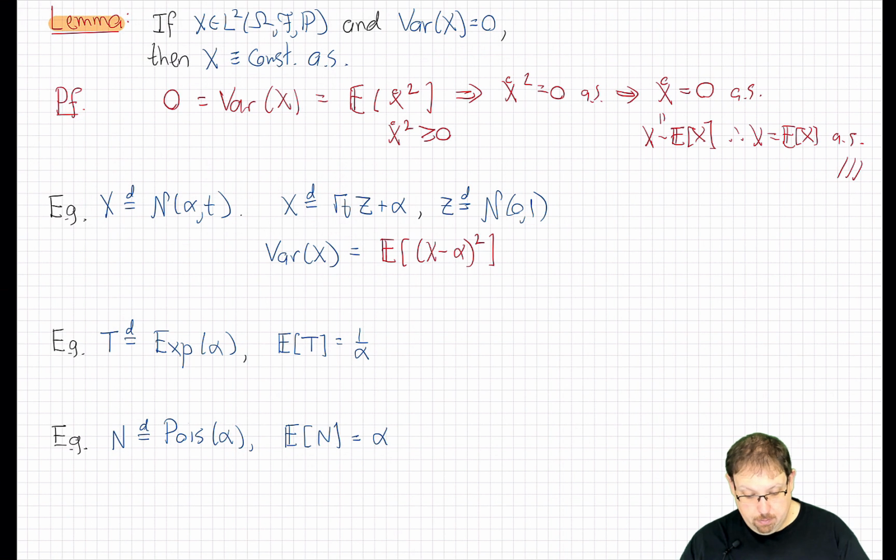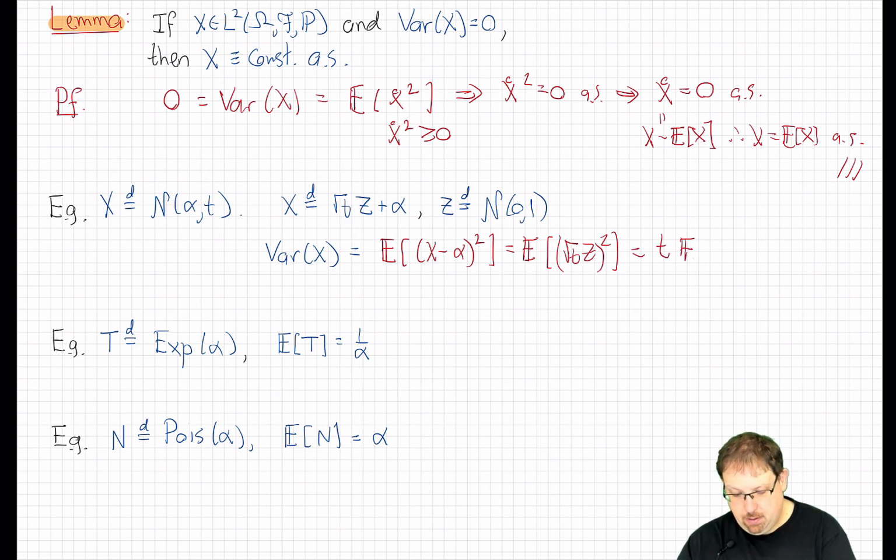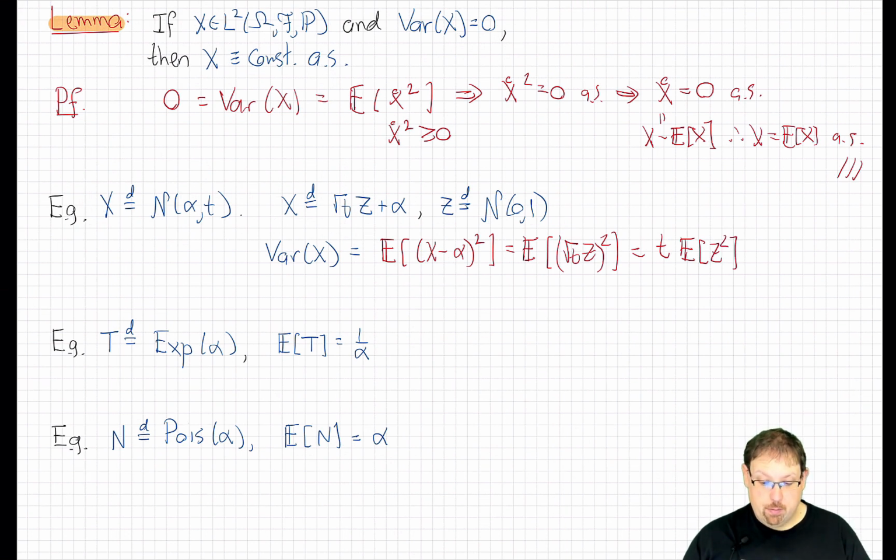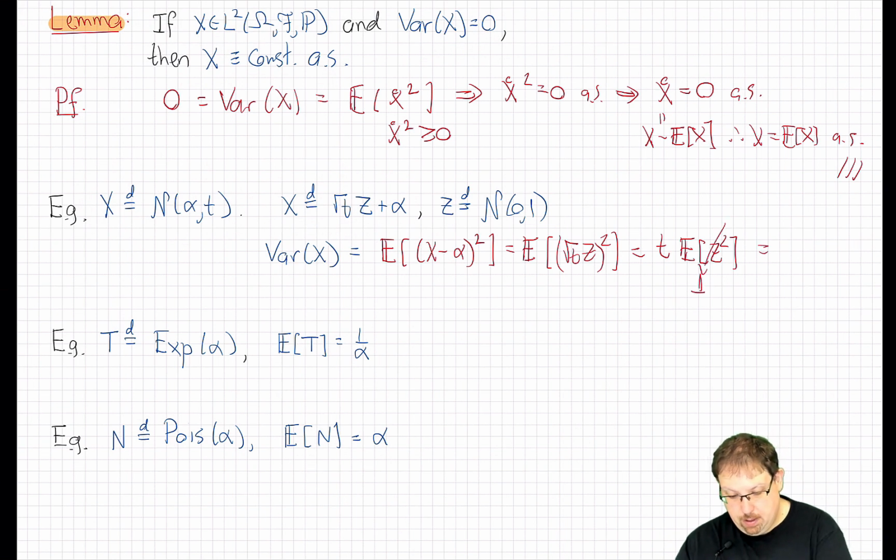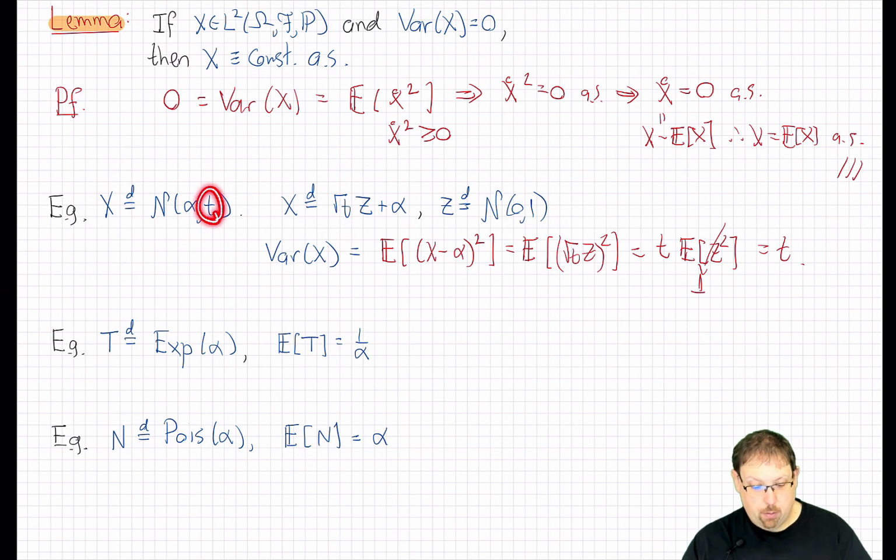Thus, subtracting off alpha from that affine transformation, this is the expected value of root t z squared. And using the linearity of the expectation, this is t times the expected value of z squared. And last time we computed that the expected value of z squared was equal to 1. And so we see that the parameter t in a general normal random variable is its variance.